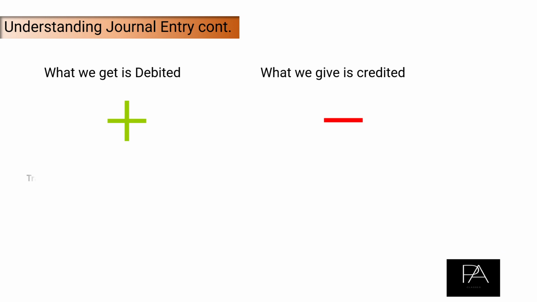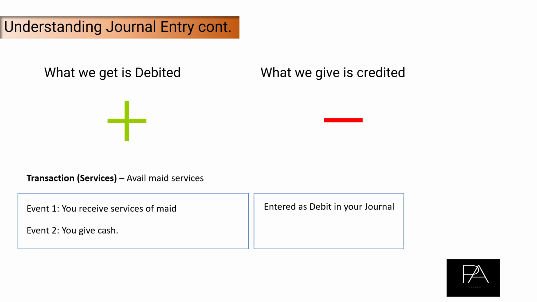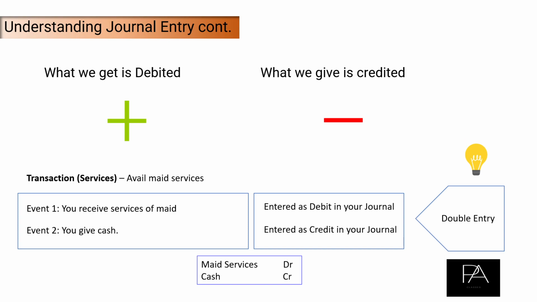Moving on to the next example, we are availing the services of maids or servants or anything like that. When we are getting those services, in return what are we providing them? We are providing them cash. That is why they work for us. So we receive the services of the maid. What we get is debited, and what are we giving? We are giving cash. So we are receiving maid services and we are paying cash. So maid services will be debited and cash will be credited. Hope I am clear till here.